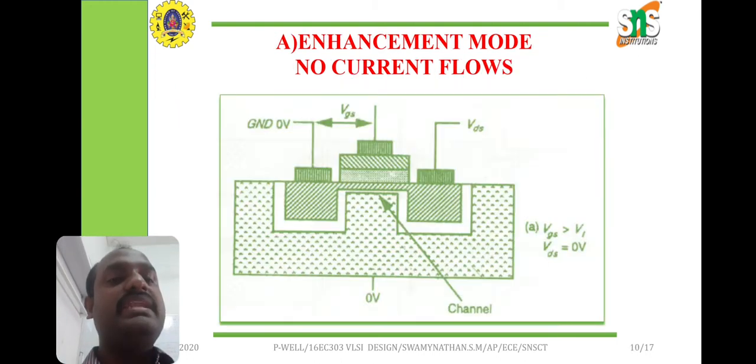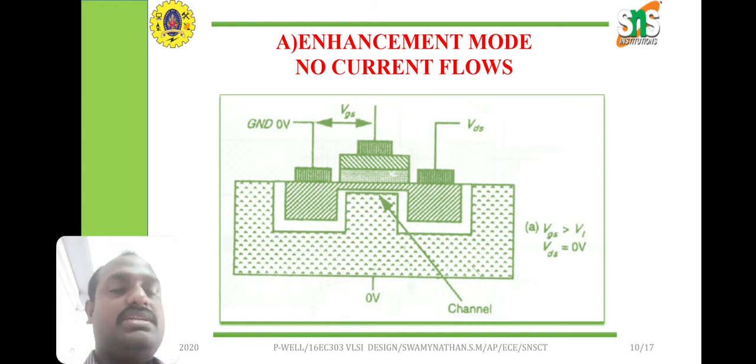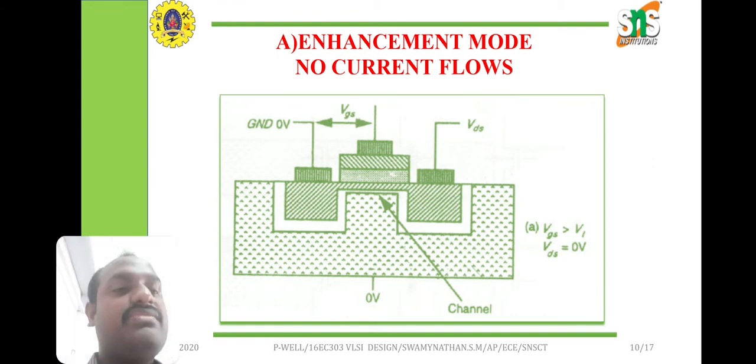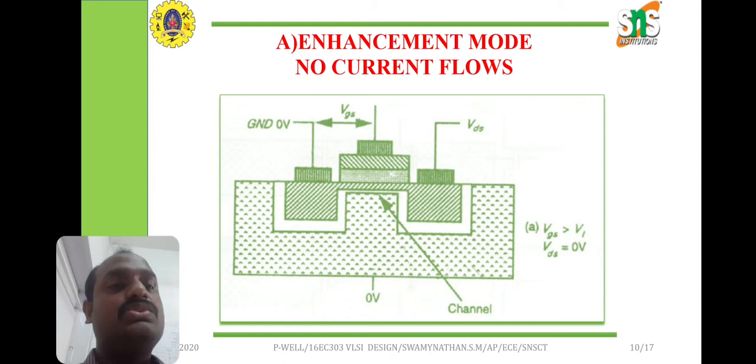Next, enhancement mode. So we define the transistor into three: one is enhancement mode, depletion mode, and another one is saturation or non-saturation mode. Here we are using the enhancement mode. No current flows, because if you give the voltage VDS equal to 0, there is no current between the drain and source. So the current is not conducted. That current does not flow through the channel. That is called enhancement mode. And the condition, just to note, VGS greater than VT and VDS equal to 0.